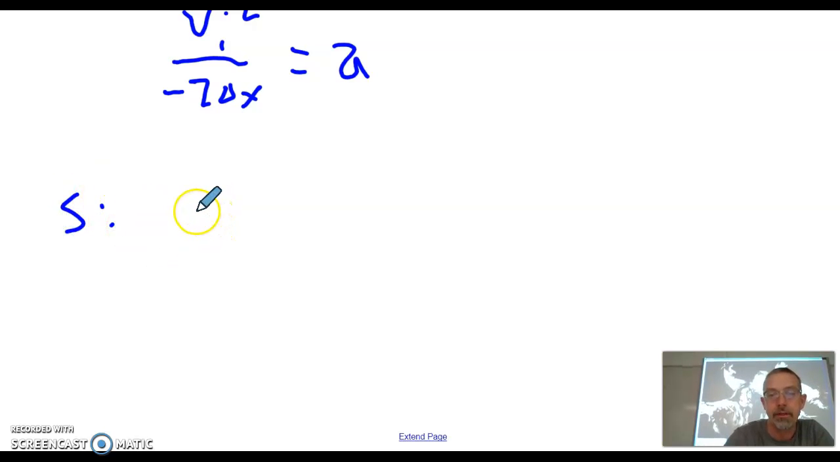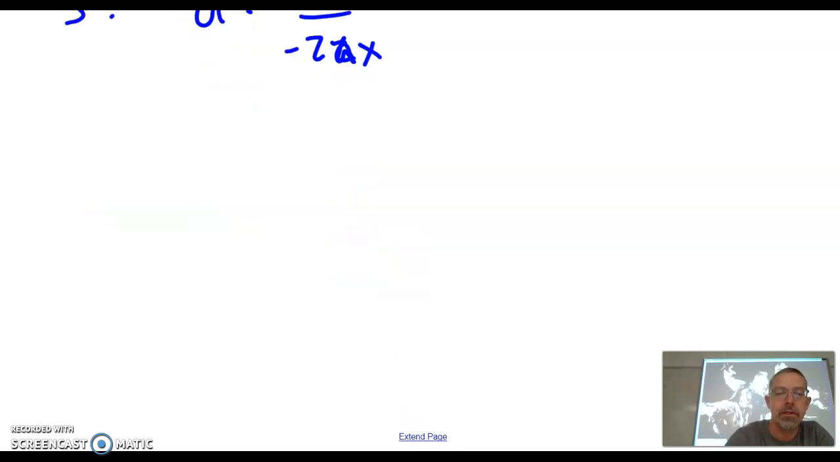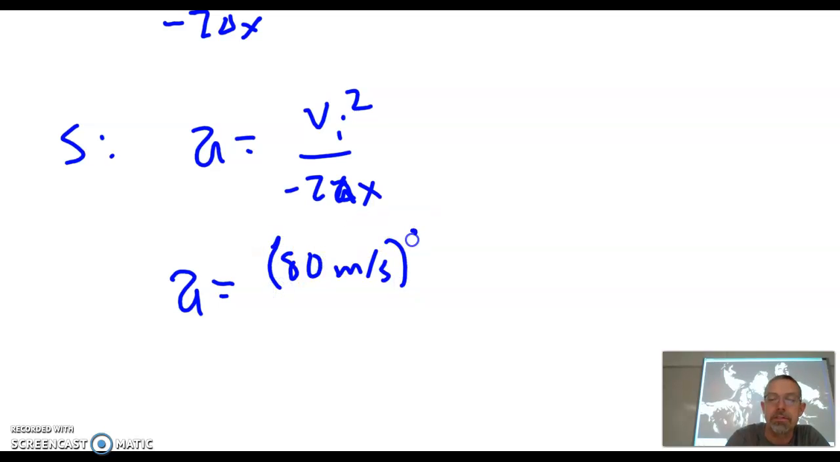So now we're going to substitute in. My acceleration is going to equal vi squared over negative 2 delta x. And I'm going to substitute in what I know. My vi squared: remember, it was traveling at 80 meters per second and it hadn't slowed down for the first 2 seconds. I'm going to take that 80 meters per second and square it, over negative 2 times that second distance, delta x2, which is 340 meters.